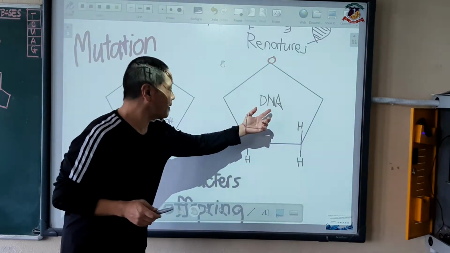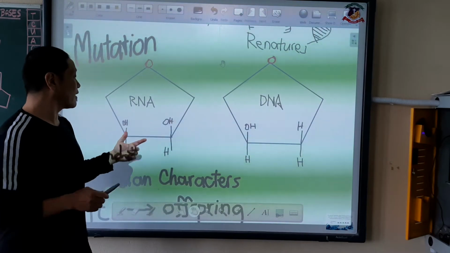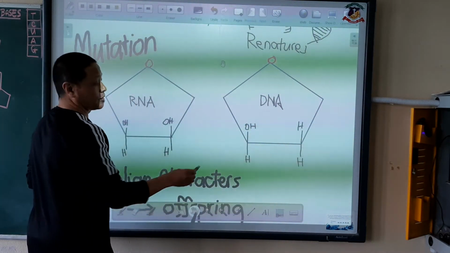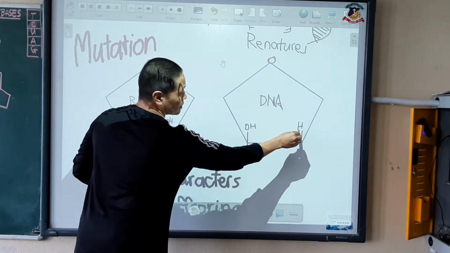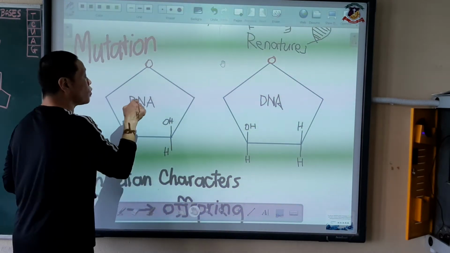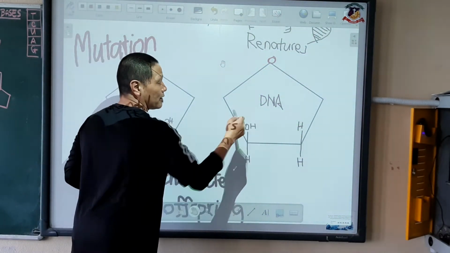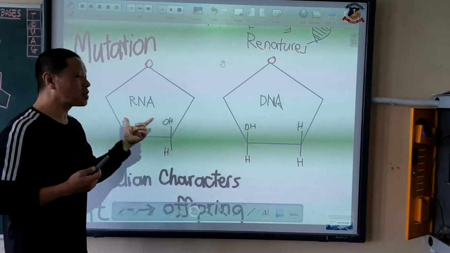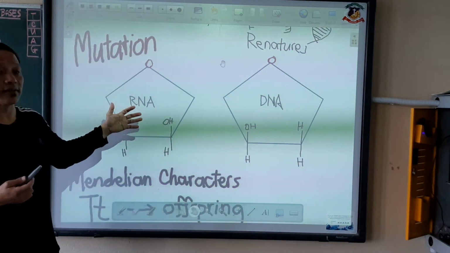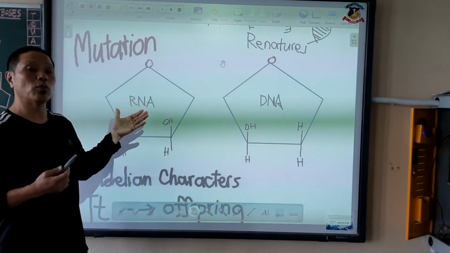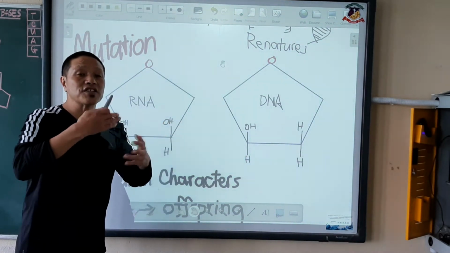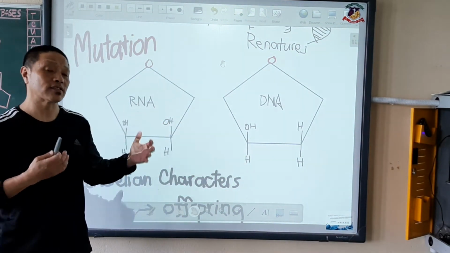RNA has two OH groups in these two carbons, whereas DNA has only one OH. So the simple thing is this: RNA has more oxygen than DNA. Therefore, because of the presence of more atoms of oxygen here, it is more reactive. Therefore, it is more susceptible to change. Therefore, RNA changes a lot or mutates a lot.